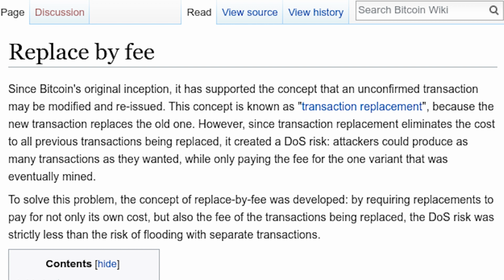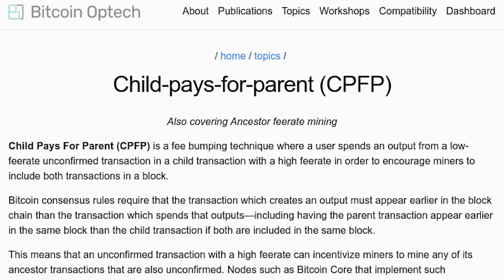There are two features. One is replace by fee, where the creator of the transaction bumps the fee and pushes it again to the mempool. And the other one is called child pays for parent, where the receiver can create a transaction that's trying to spend the unconfirmed transaction's UTXO. In this case, a miner trying to mine my child pays for parent transaction would also have to mine the previous, still unconfirmed transaction to get the mining fees.